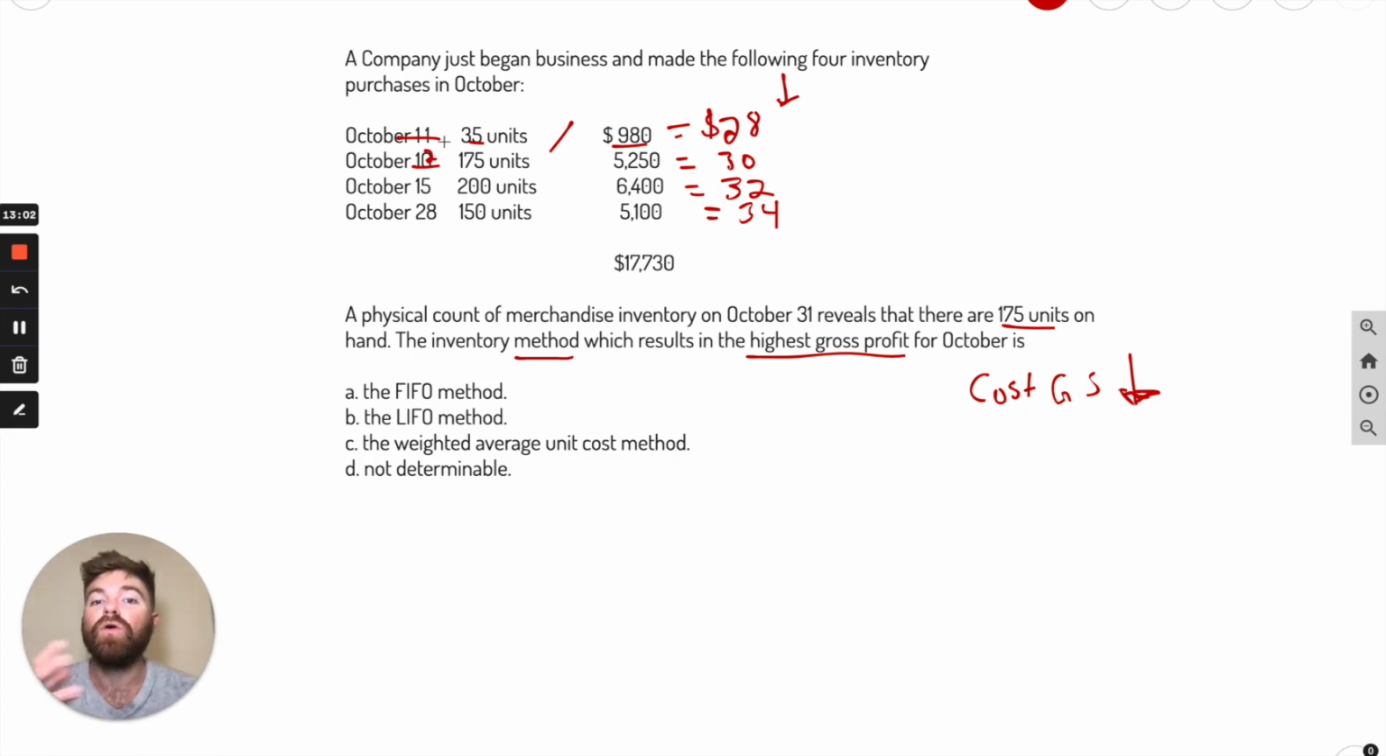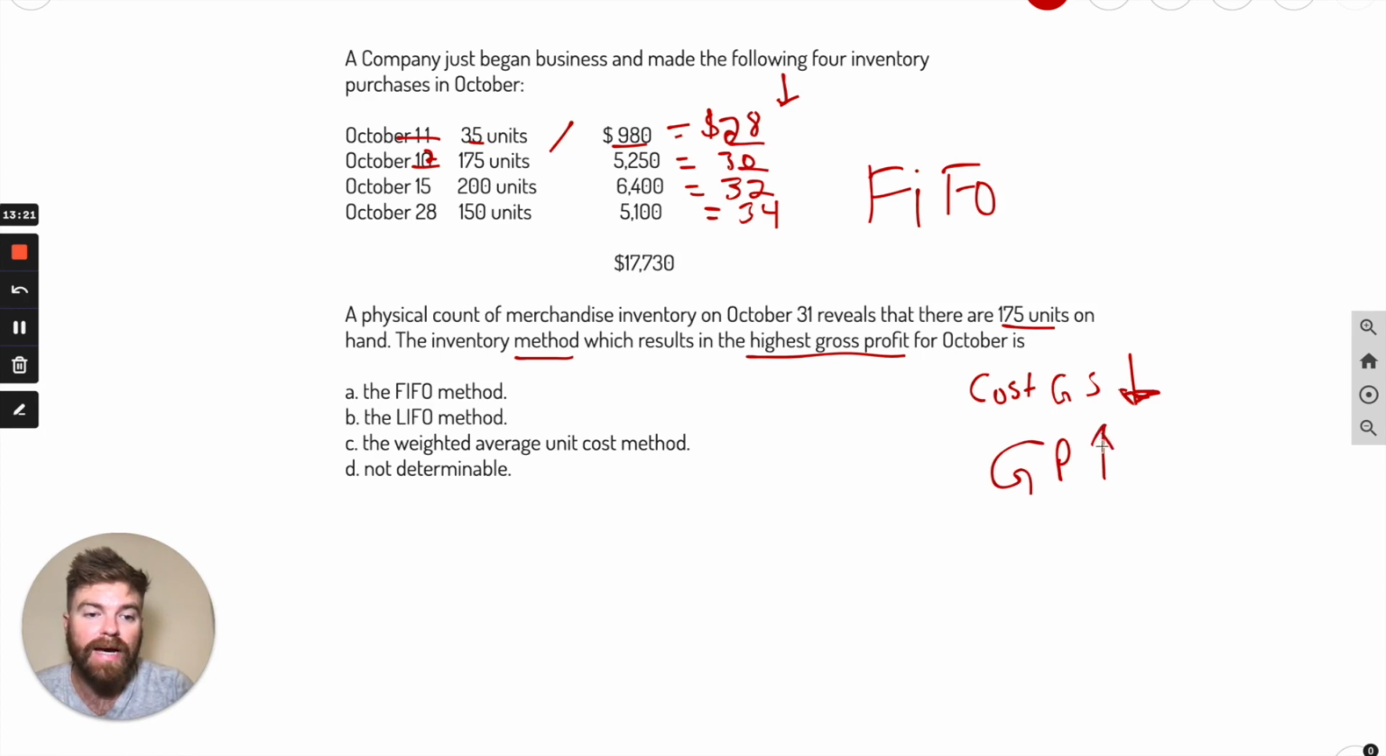Well, the oldest or first units they bought, first in, it's called FIFO. That uses the oldest units, which is going to result in the lowest cost, right? Because those are the lowest cost per unit. And if it's the lowest cost of goods sold, that means your gross profit will be high. And that is the FIFO method, letter A. So we'll just circle that there. Letter A is the FIFO method, results in the lowest cost of goods sold when costs are rising. That means our gross profit will be high.